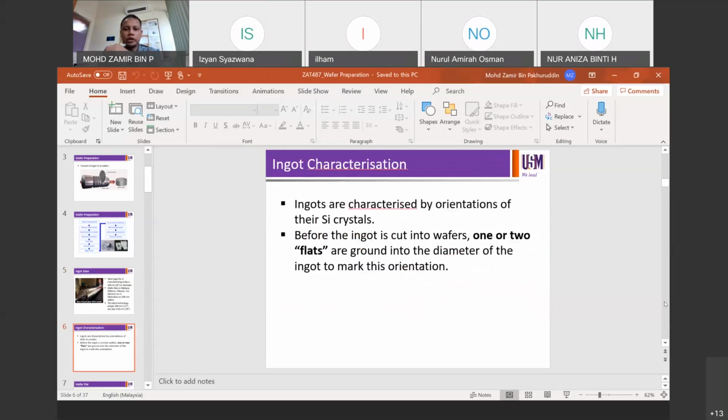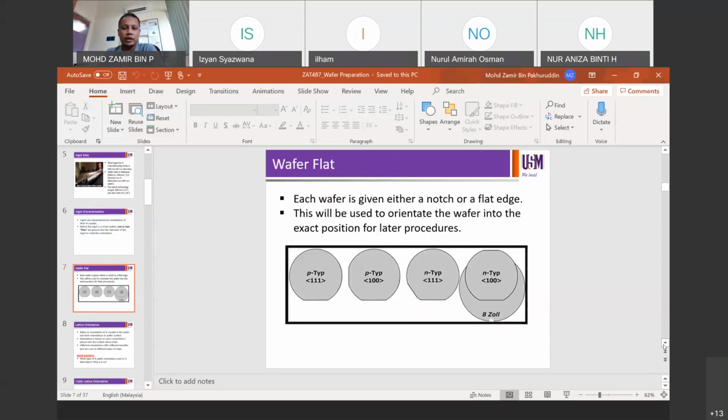Ingots are characterized by orientations of the crystal, so for wafer fabs you will normally use 1, 0, 0. Some applications might need 1, 1, 1 as well. So before the ingot is cut into wafers, 1 or 2 flats are ground. You'll see later on. We label it, we mark it. Or we can also say that we mark the ingot before we cut it into wafers. Okay, they look like this, wafer flats, but not all; normally each wafer adopts one of these. So each wafer is given either a notch or a flat edge.